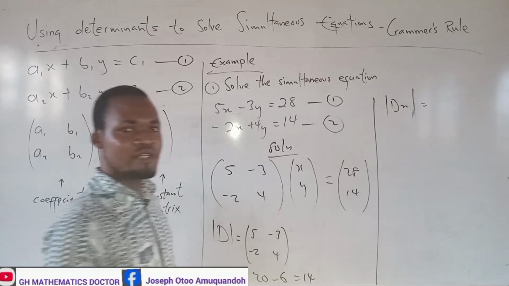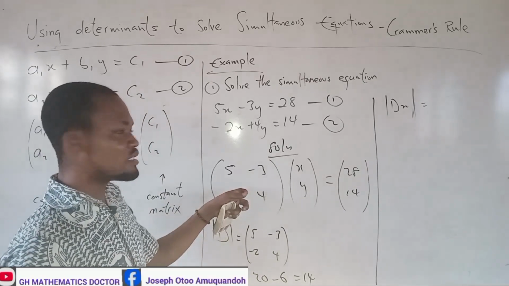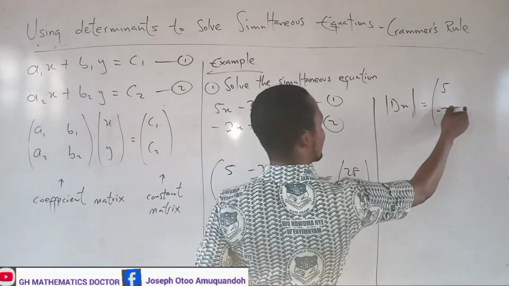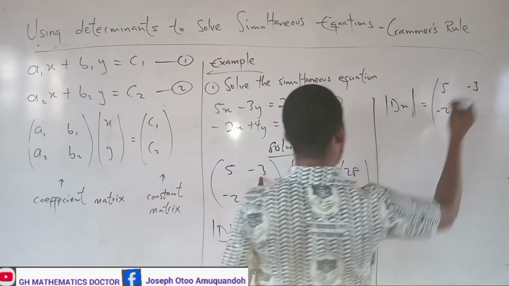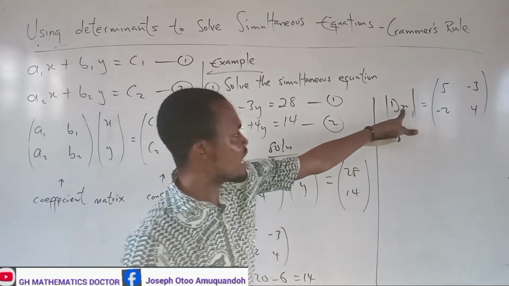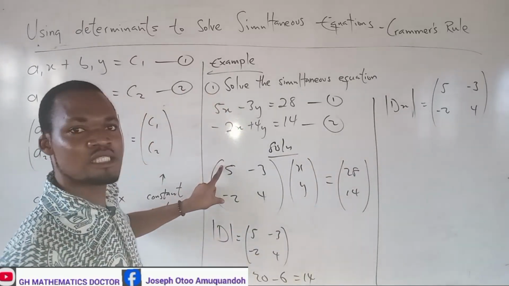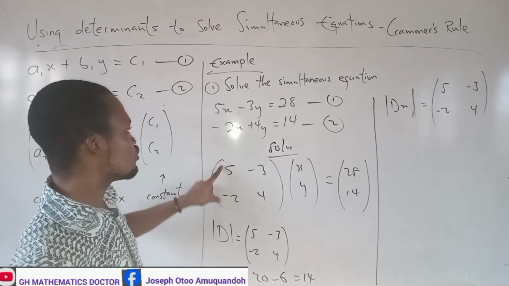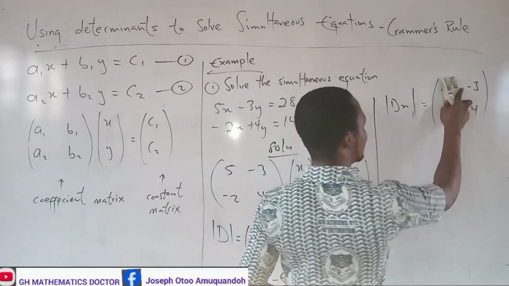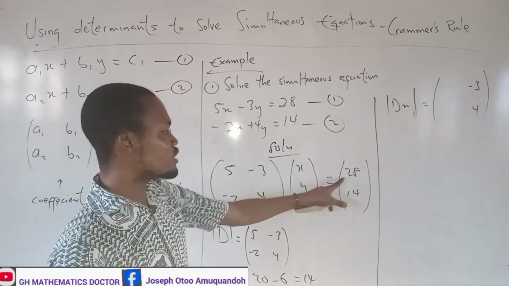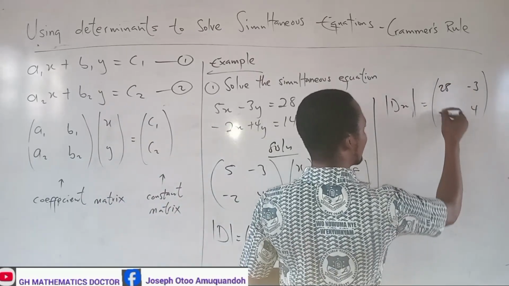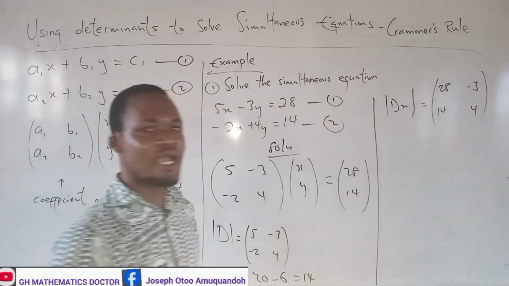The determinant of Dx uses the same matrix that we have here. So let's repeat this matrix: 5, -2, -3, and 4. But since we have Dx, we eliminate the x column from the matrix. The x column coefficients are 5 and -3. So we eliminate the x column and replace it with the constant matrix 28, 14. Then we find the determinant.